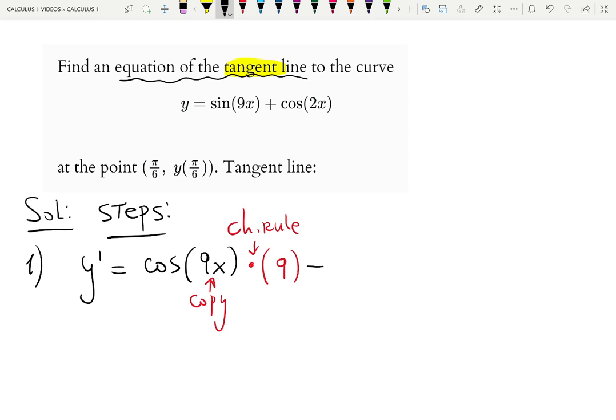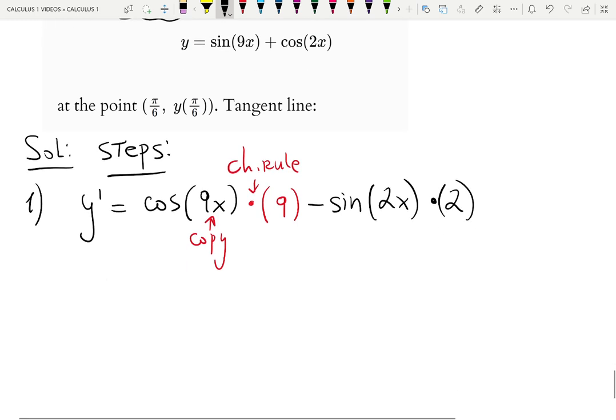That is chain rule. Can you finish the second function faster than me? Derivative of cosine is negative sine. Be careful with that. Copy the function inside and multiply by the derivative of the function inside, which is 2, because that's derivative of 2x. That is chain rule again.